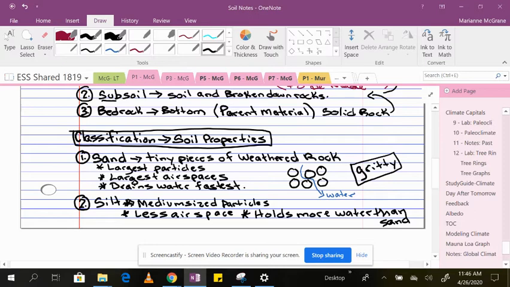So in looking at what silt feels like, silt feels smooth. Silt has a very smooth feel to it.